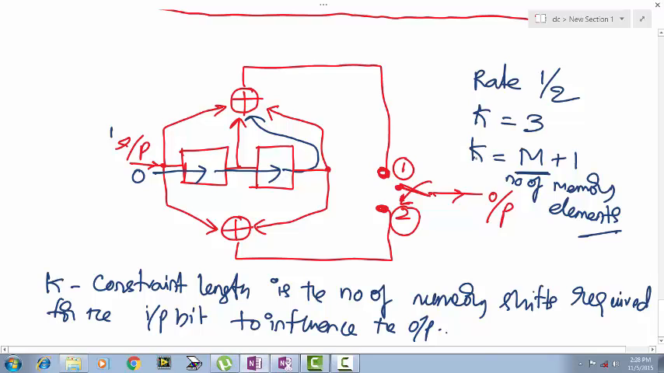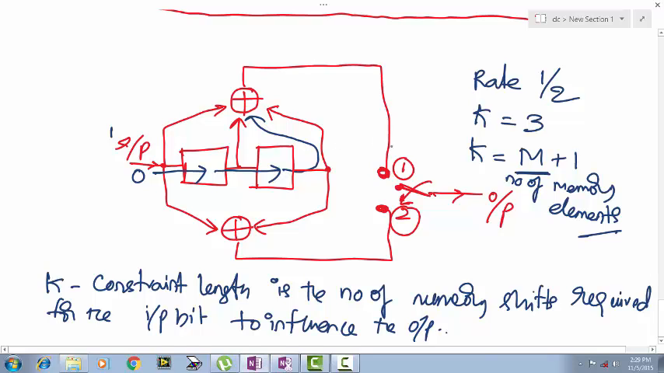K minus 1 means here capital K minus 1. Suppose let us say capital K equal to 3. So the outputs depend upon the present input as well as the K minus 1, which means 3 minus 1, which is equal to 2. So for the given encoder structure, the outputs depend upon the present input as well as the last 2 inputs also.